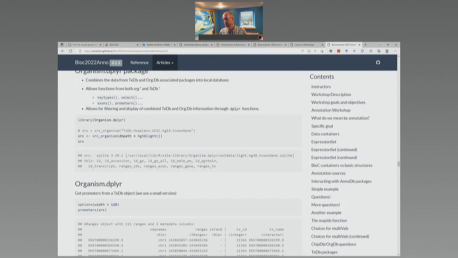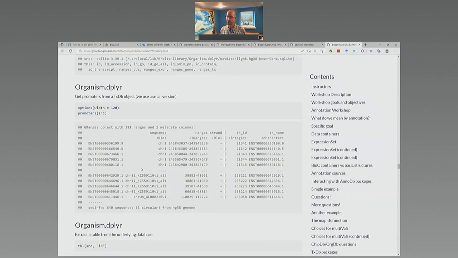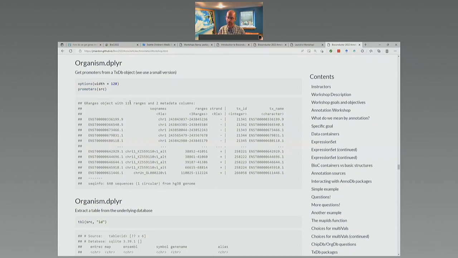The rest of these are protein IDs, transcripts, coding sequences, exons, genes, transcripts. To use this, we can do just like what we've done before. We can say we want the promoters from that database, and it'll do exactly what you'd expect, which is it puts out a GRanges object that says here are all the promoters. It's only 111 ranges, because like I said, it was this little cut down thing. But these are all the promoter sequences for all these different genes. So for this Ensembl transcript ID, the promoter region is inferred to be in chromosome one, between these two positions.